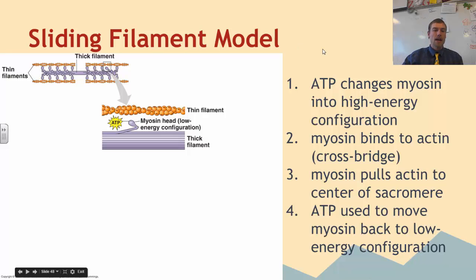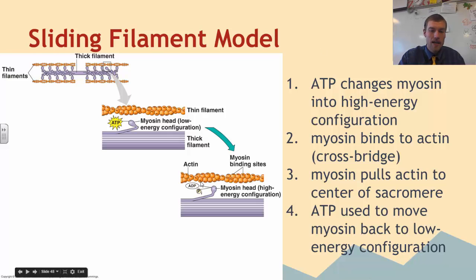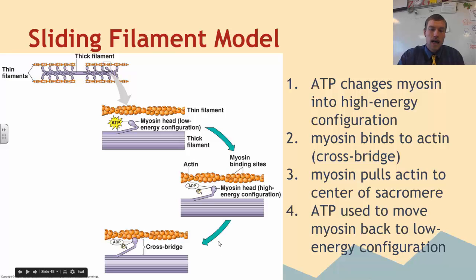So here is how that actually is going to work and produce motion. What happens is that ATP is going to bind to the myosin, changing it from a low energy configuration into a high energy configuration. So the ATP gets broken down into the ADP and the phosphorus, and that changes it into a high energy configuration. The myosin head is then going to bind to the actin at a binding site.